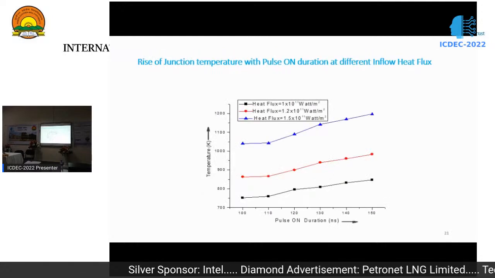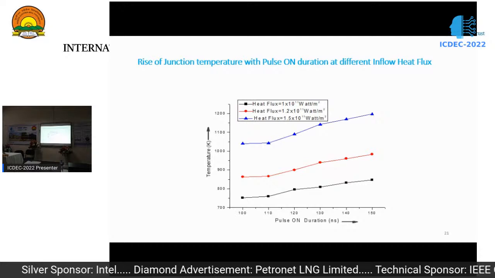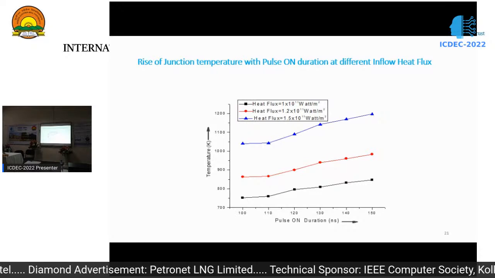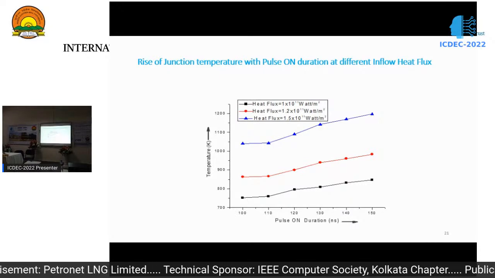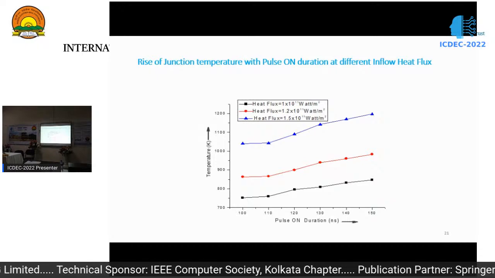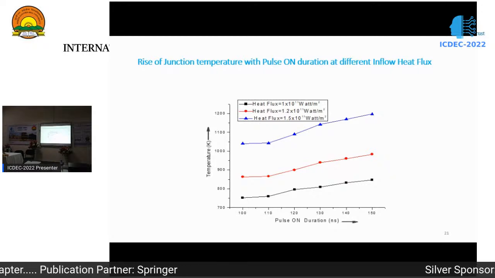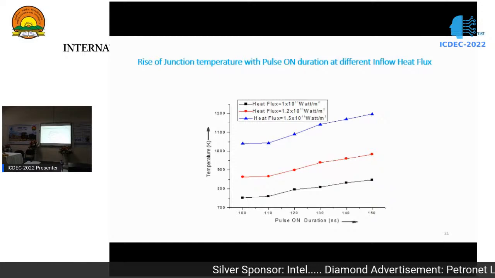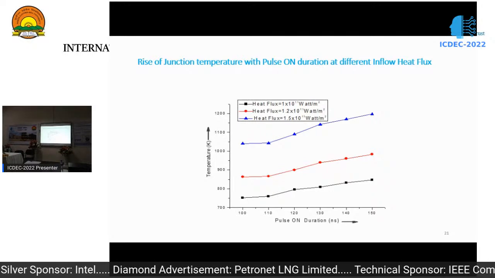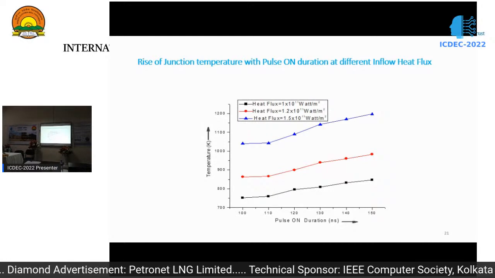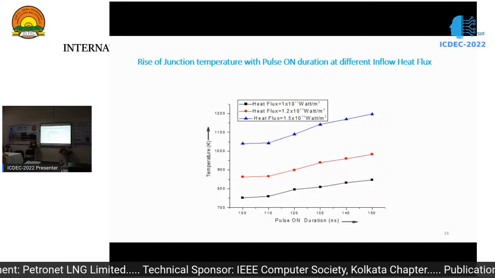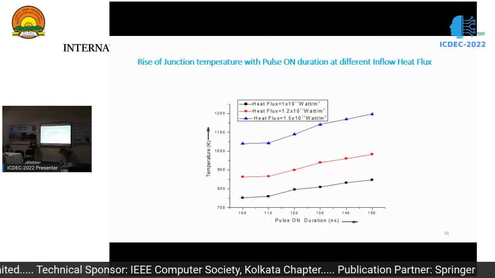Now the opposite case: suppose we make the pulse duration longer, the pulse on time maybe 120, 150. So we make a comparative study of how the junction temperature changes with the pulse on duration. Here you can see the heat flux 1.2, 1.5, and if the pulse on duration is increased from 100 to 150, then the junction temperature rises from nearly 850 to nearly 1000, and here it is nearly 1100. Okay.